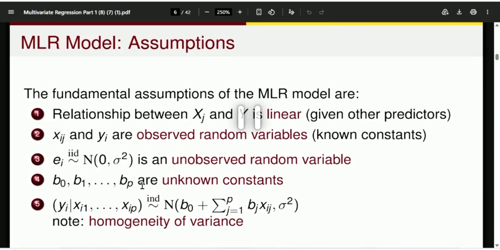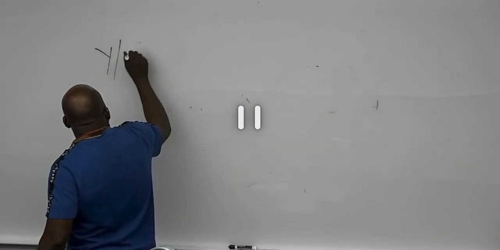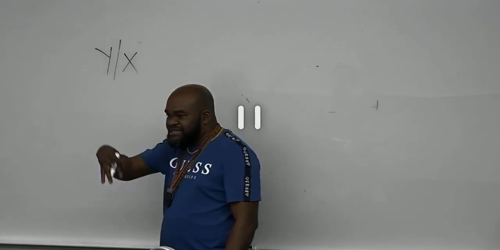Assumption number one is that a straight line relationship exists between the variables under investigation. Another assumption is that we have observable variables. Another is that the error follows a normal distribution. Another is that we have unknown constants, parameters that need to be estimated. Since linear regression relates the outcome variable to the independent variables, we also need assumptions about y given x.